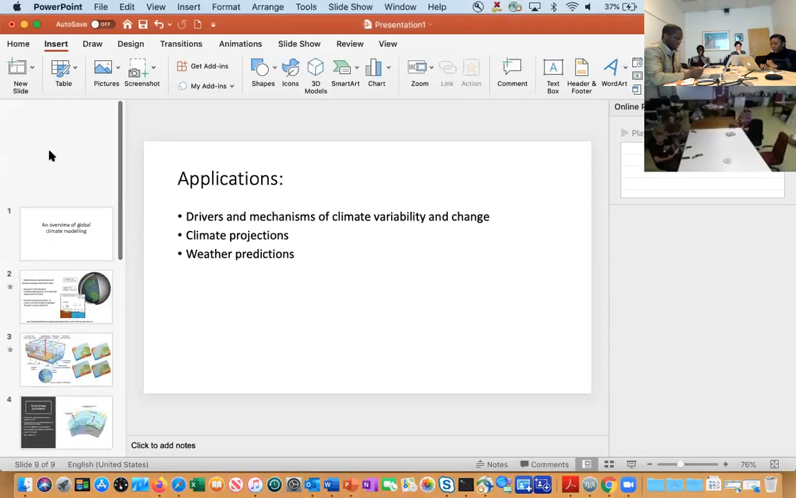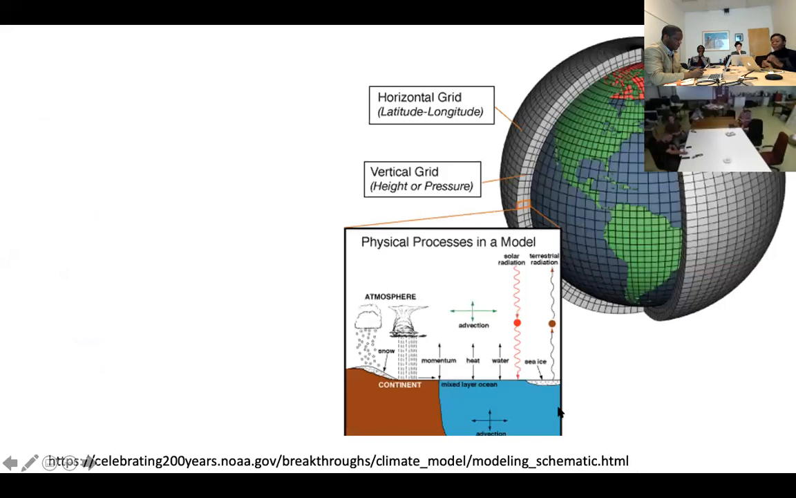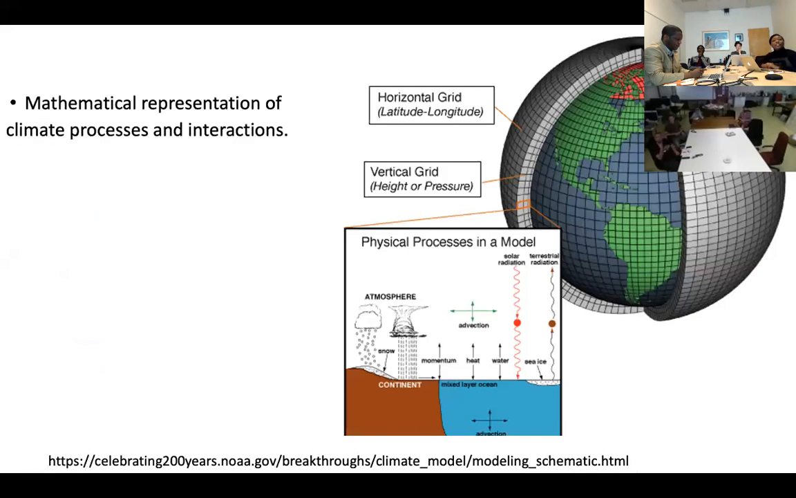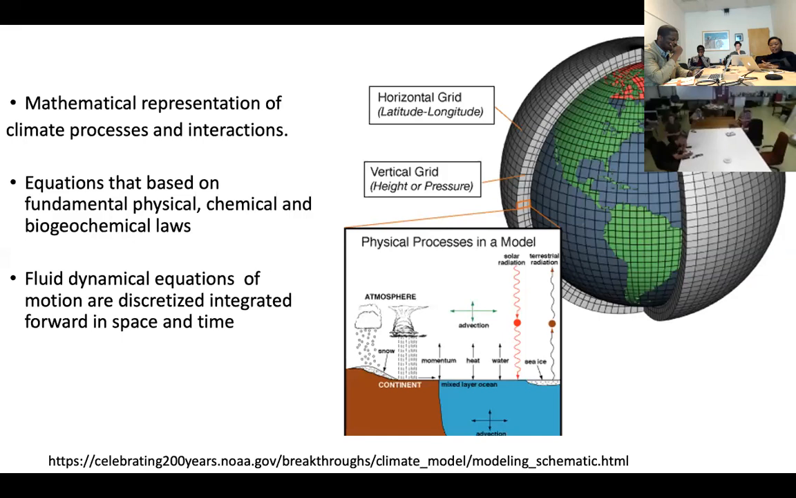Okay, so based on that motivation, climate models are basically a mathematical representation of the climate processes and interactions. The equations that the climate models represent are based on the fundamental physical, chemical, or even geochemical laws. And the basic idea is to discretize these fluid dynamical equations and integrate them forward in space and time.